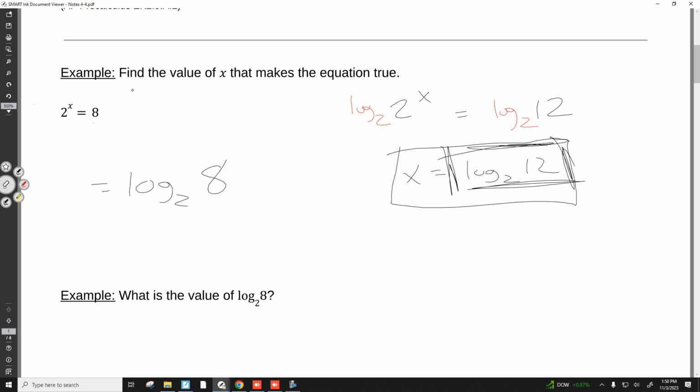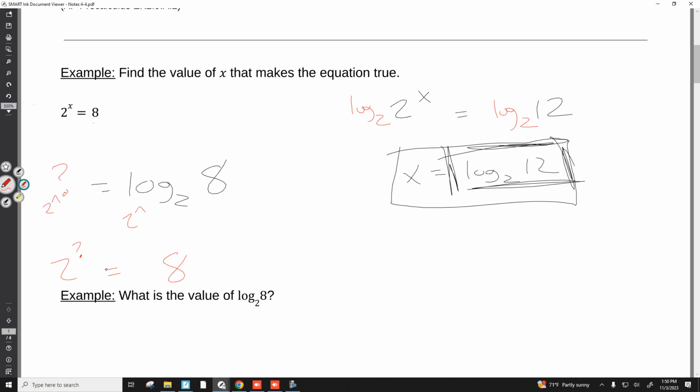2 to the x equals 8. Let's say I didn't know what the log base 2 of 8 was. Let's say I didn't know that that was 3. And this was the question that I had. Well, you could always say, I know that an exponent undoes a log. We can go and say 2 to what power is 8? And then we could say, oh, this is an equivalent statement to this. This is 3. So the log base 2 of 8 is 3.